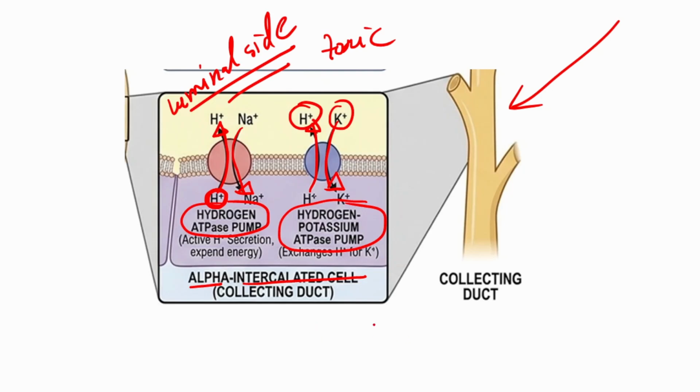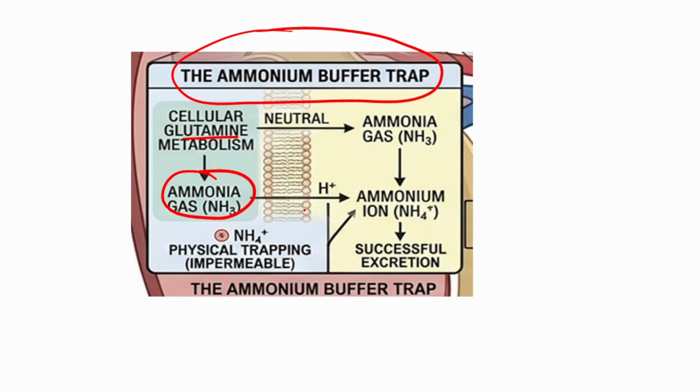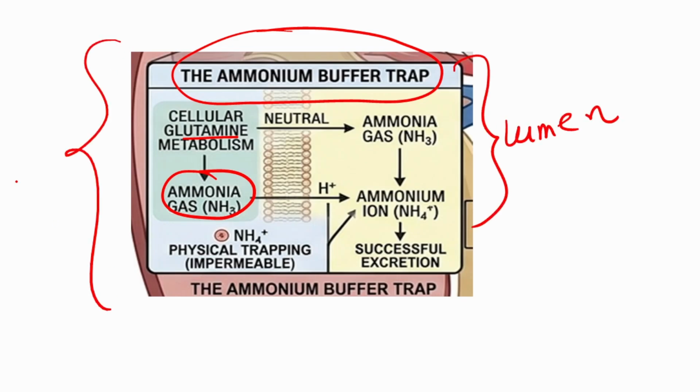That brings us to the ammonium buffer trap. Don't get confused. We're still in the collecting duct. What happens here is cells will metabolize glutamine to generate neutral ammonia gas, NH3. They will then diffuse freely across the lipid bilayer into the lumen. This is the luminal site, so we will write lumen for this. And this is the basolateral site. Let's just write B for it.